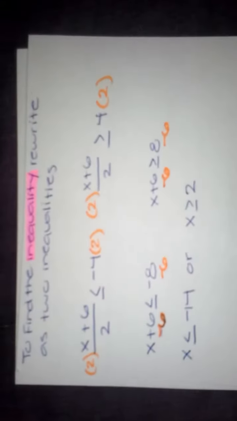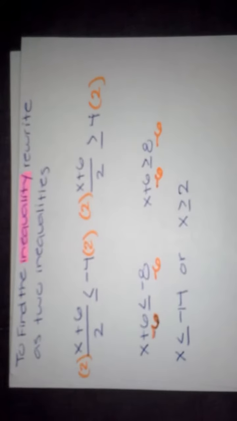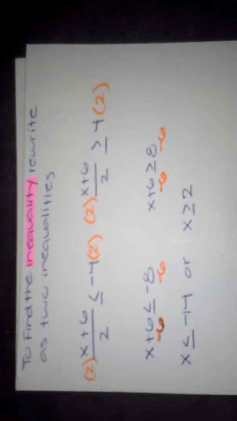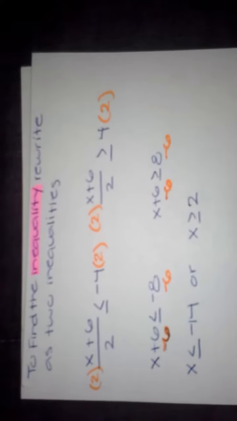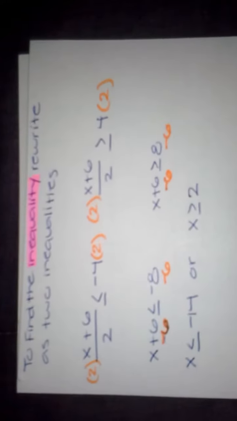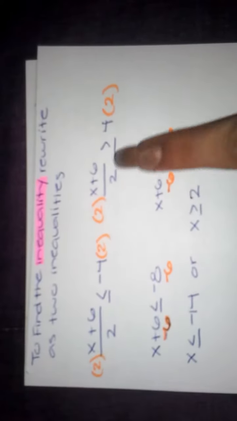To find the inequality, we need to rewrite it as two inequalities. So we have (x + 6) / 2 is less than or equal to negative 4, and (x + 6) / 2 is greater than or equal to 4. You notice that when we had the negative 4, we are required to change the sign.